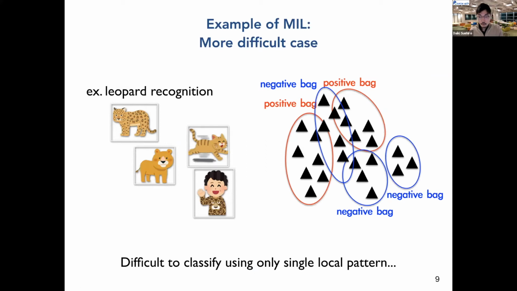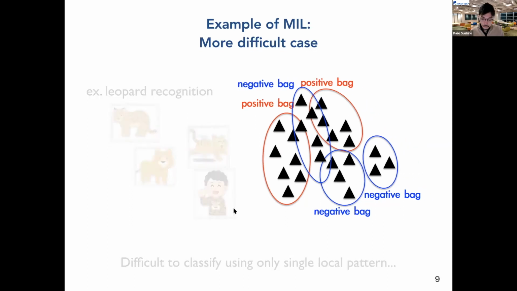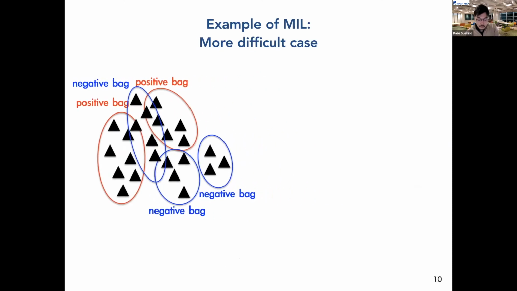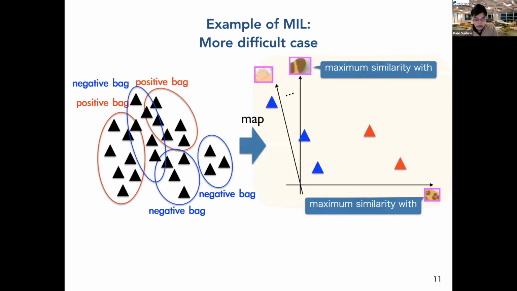And next, let's consider more difficult case. If we have some ambiguous images, for example, some people wearing a leopard t-shirt, in such case, it is very difficult to classify using a single local pattern. And we show typical approach using local features for such cases. The idea is very simple, just using multiple local patterns.